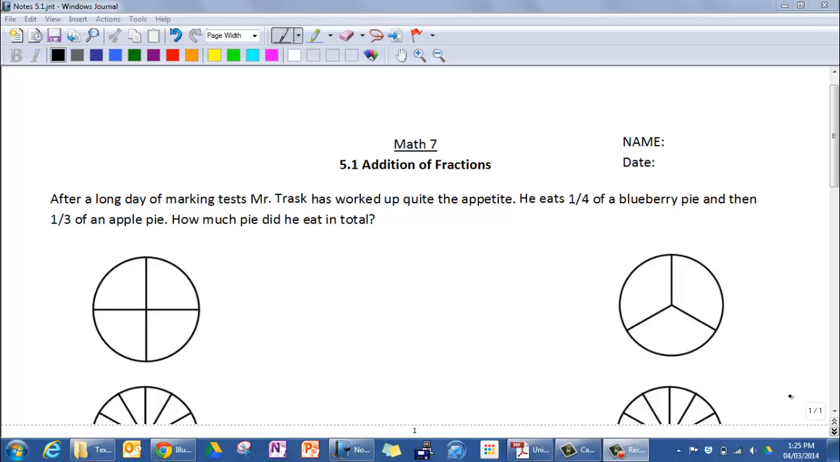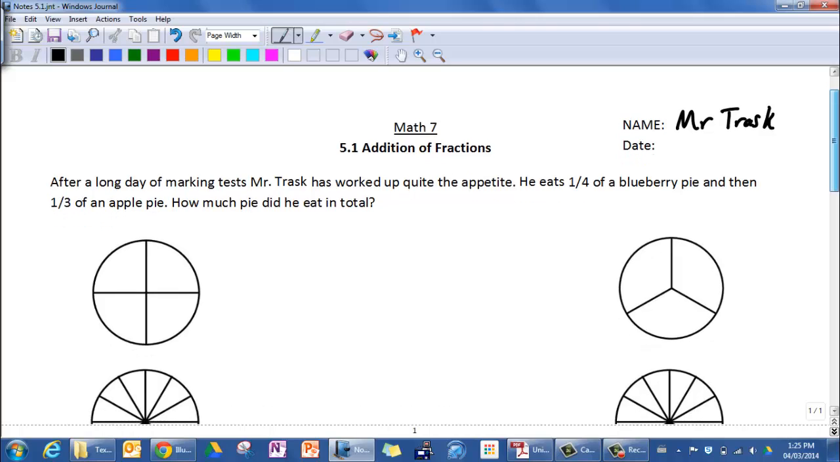Okay, so welcome to section 5.1 on addition of fractions. You should have your notes in front of you here as we work our way through this. First thing you're going to want to do is write your name so we don't lose your notes.